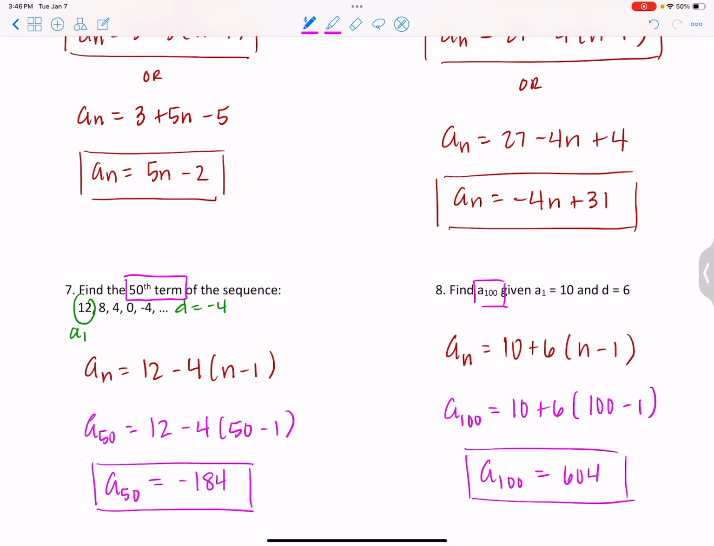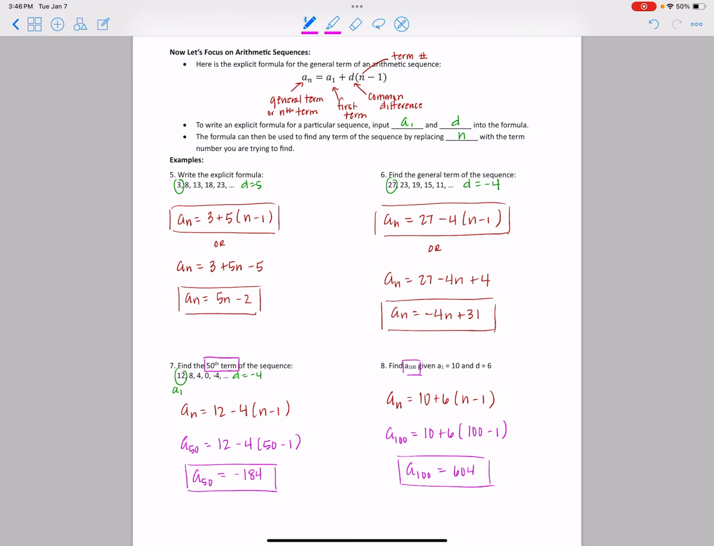Okay. Alright, so a little overview. Again, you should be able to look at a list of numbers and identify a pattern. If the pattern is that we are adding a fixed number or multiplying by a fixed number, that sequence is either arithmetic or geometric, and then we're able to write these explicit formulas for general terms and then use them to actually calculate terms on the list.